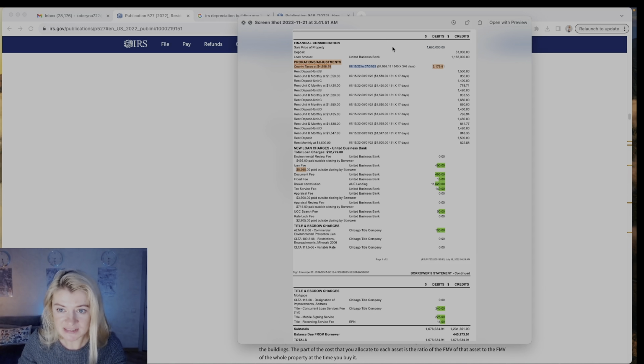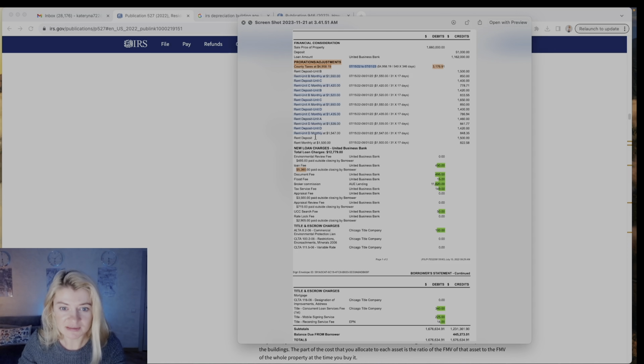This was dated July 15. The property was purchased on July 15, 2022. So they paid the real estate taxes after they owned the property. It means they cannot include this in the cost, they can expense those. But if here we had dates for real estate taxes paid before the date of the purchase, that means we can add it to the cost as well.